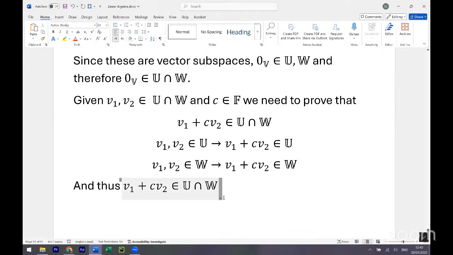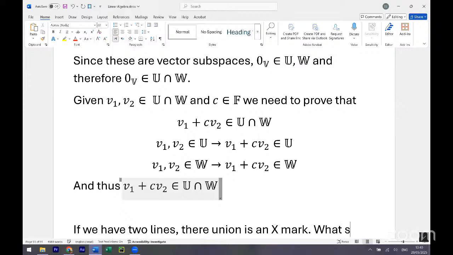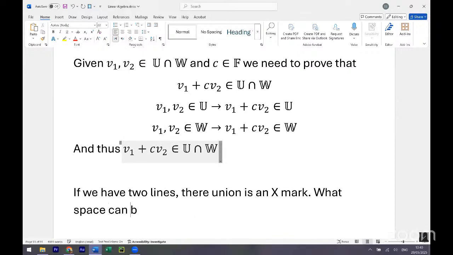So what do we do since we don't have union? If we have two lines, their union is an X mark. You see what I mean? If you just take two lines, the union is just the X. It's not what you want. What space can be created from these two lines?